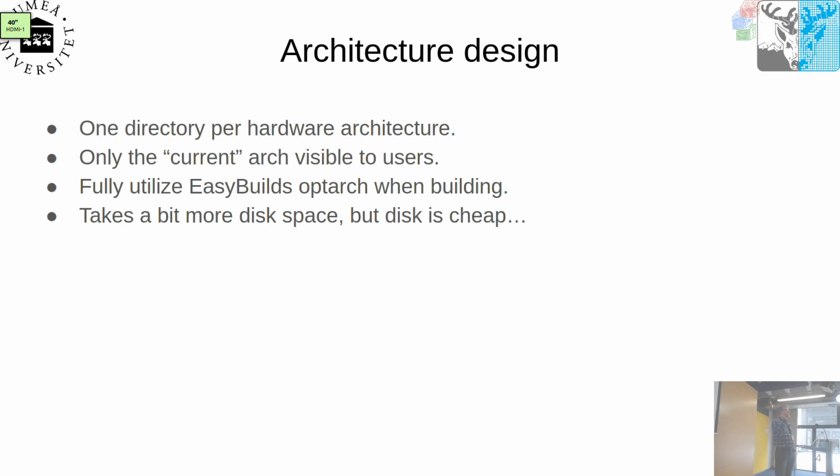Also, we decided to have a single separate directory for each architecture and only display the current architecture, which means that we can easily use the default settings in EasyBuild, getting archnative and xHost for the Intel compilers. Takes a bit more disk space, but who cares? It's free.